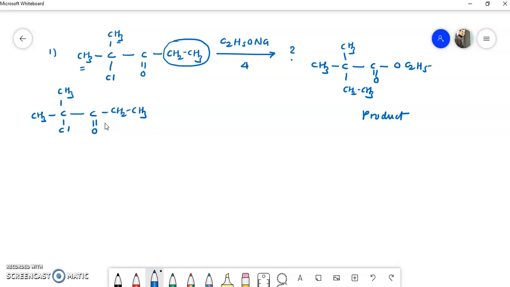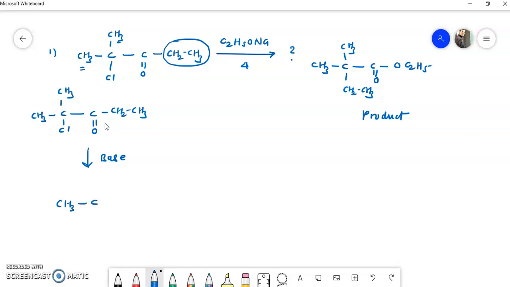You know, base abstracts the proton. Base generally abstracts the acidic proton. Now if you see the starting material, the protons on this carbon are acidic protons. So in the first step, this base will abstract this proton to form the carbanion. So I will write here, base will abstract the proton of this carbon to form the carbanion.